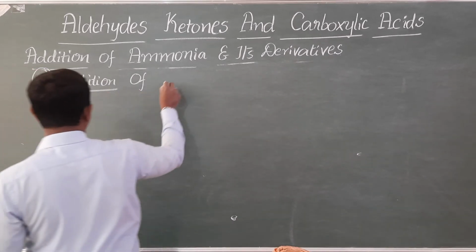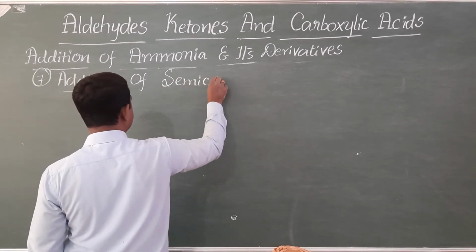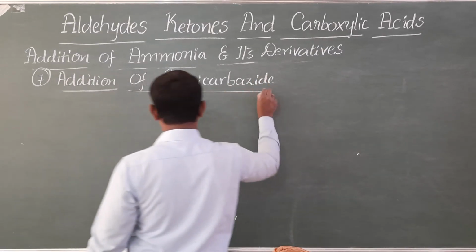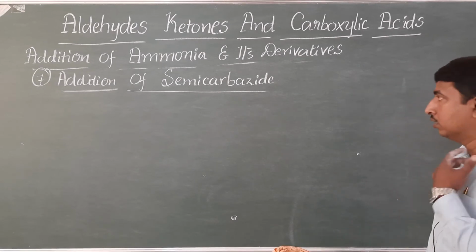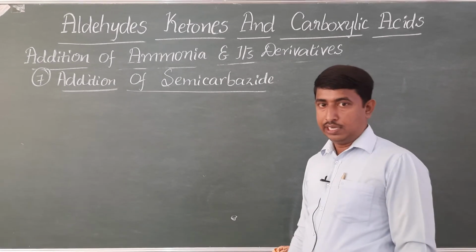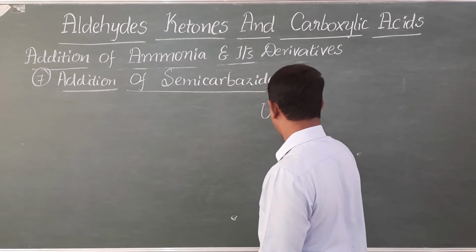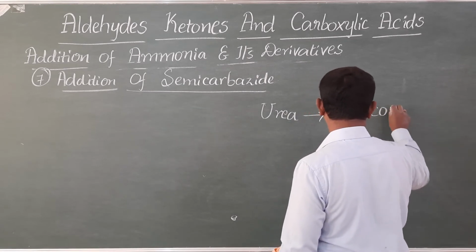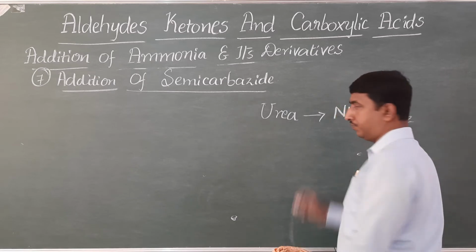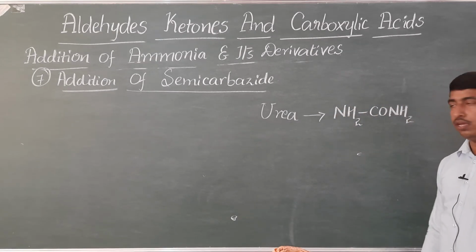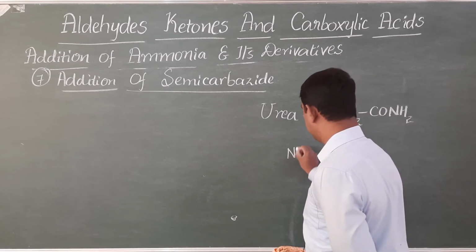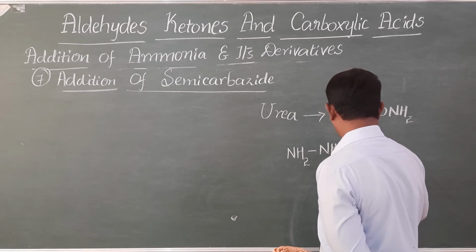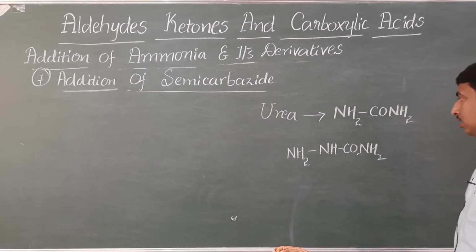Seventh one, addition of semicarbazide. The formula of semicarbazide is easy to remember. We know the formula of urea: NH2CO NH2. This is urea. Formula of semicarbazide: NH2 NH CO NH2.